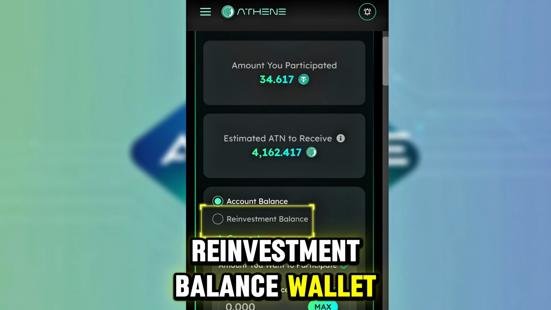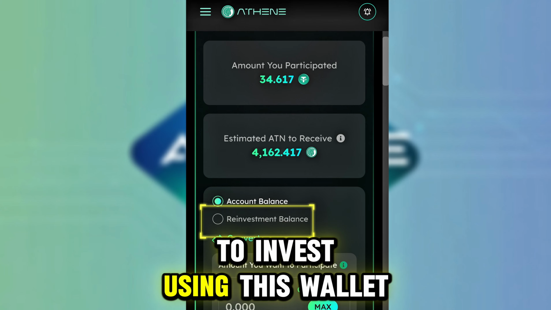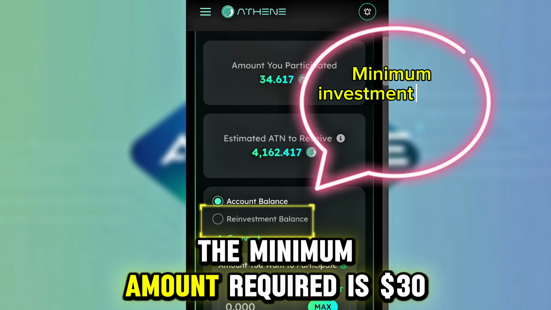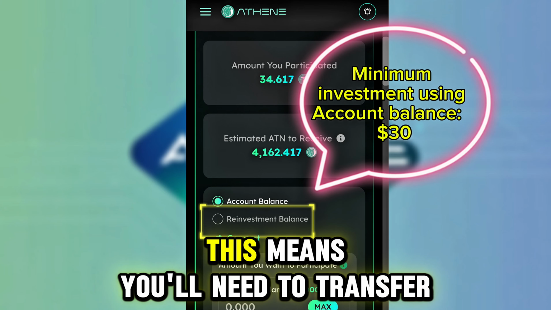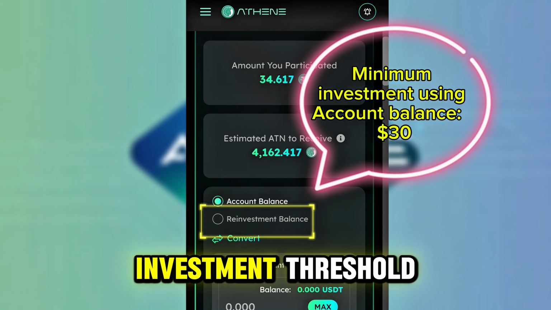Reinvestment Balance Wallet. Your free $20 reward is credited here. To invest using this wallet, the minimum amount required is $30. This means you'll need to transfer additional funds to meet the minimum investment threshold.